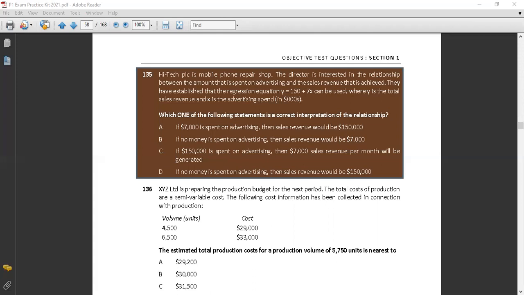And D, which one? Last option, D. If no money is spent on an advertisement, that's right. Because if advertisement becomes 0, 7 into 0 is 0. So 150, okay, 150,000. First one, 7,000 is spent on advertisement.